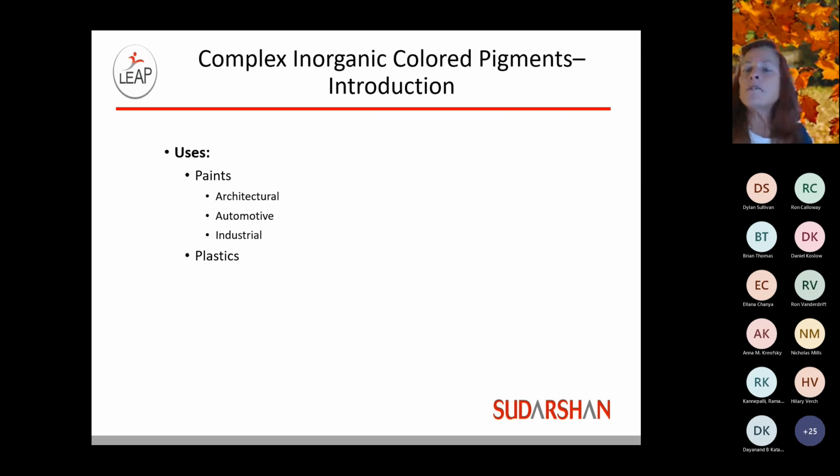As far as the usage of CICPs, they are primarily used in the coatings and plastics areas. In coatings, their properties of high opacity, high durability, and heat management make them very good tools for architectural coatings, as well as good durability coatings. And similarly in plastics for the same types of reasons, as well as the very high heat stability.